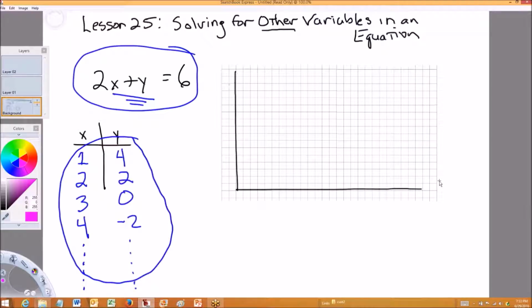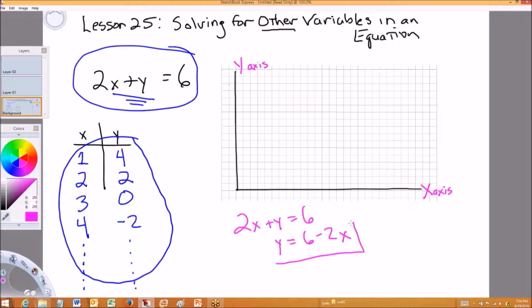Typically, we work with two axes. We call this the x-axis, and this is the y-axis. What we're going to do is plot this equation here on this graph. Well, how do we do that? The first thing we need to do is solve for one of the variables, and typically we solve for y in terms of x. So let's go ahead and do that. Well, we just did it before, but I'll do it again. So y equals 6 minus 2x. Actually, I'm going to just turn that around a little bit. I didn't change the value any, I just switched these terms around.